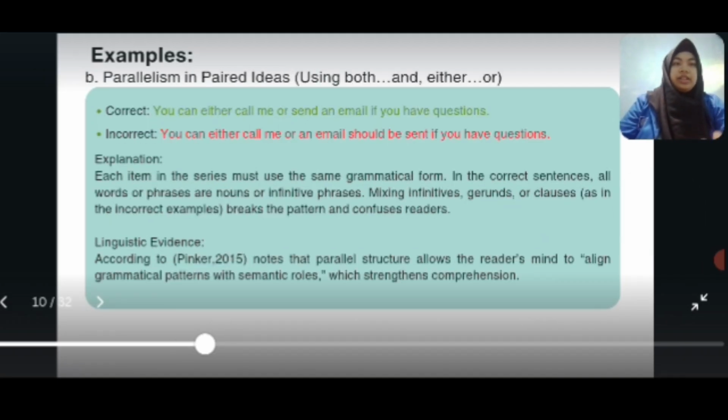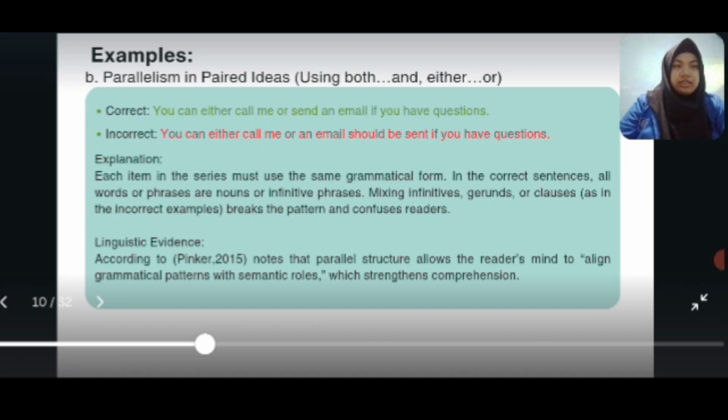Parallelism in paired ideas using both and, either or. And the correct one is, you can either call me or send an email if you have questions. And in the incorrect one, you can either call me or an email should be sent if you have questions. So it should be, each item in the series must use the same grammatical form.